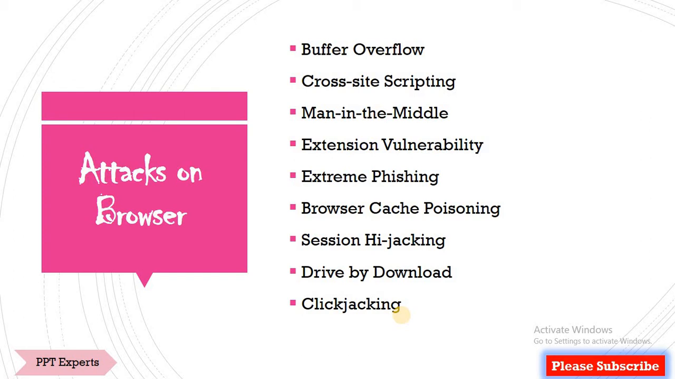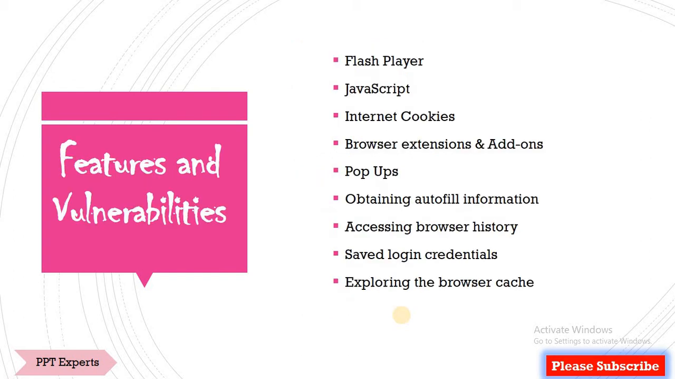These were all the attacks on the browser. Next we will see features and vulnerabilities that are popular and that are already in your browser and are vulnerable to your system. First is Flash Player, second is JavaScript, then internet cookies, browser extensions and add-ons, pop-ups, obtaining autofill information, accessing browser history, saved login credentials, and last, exploring the browser cache.